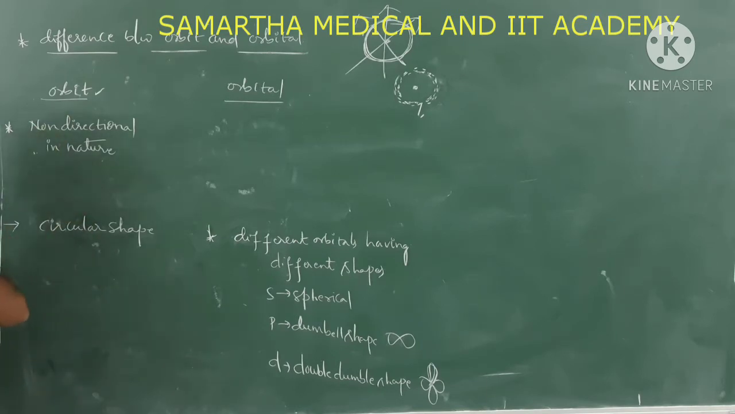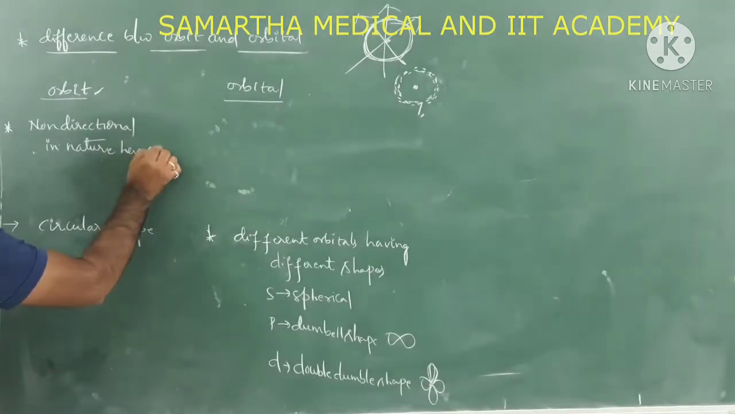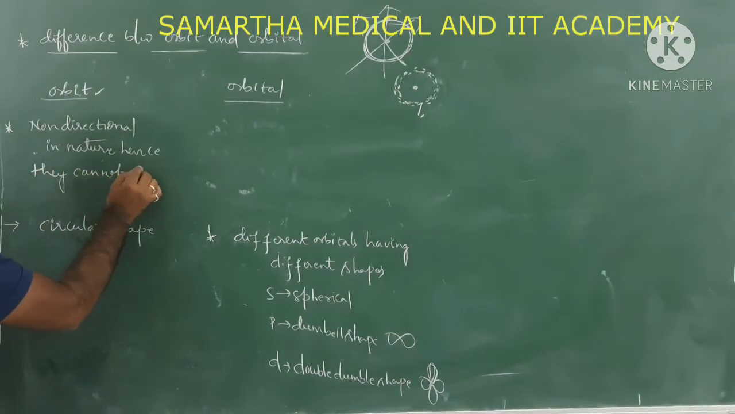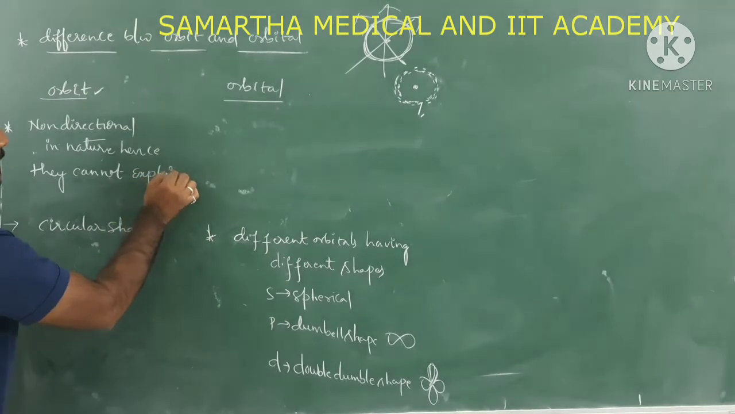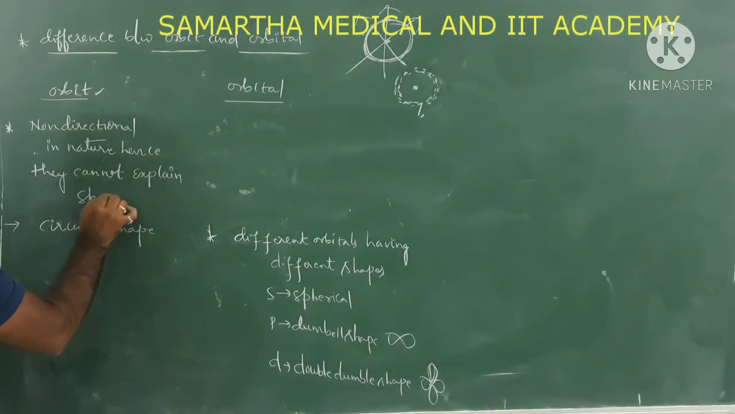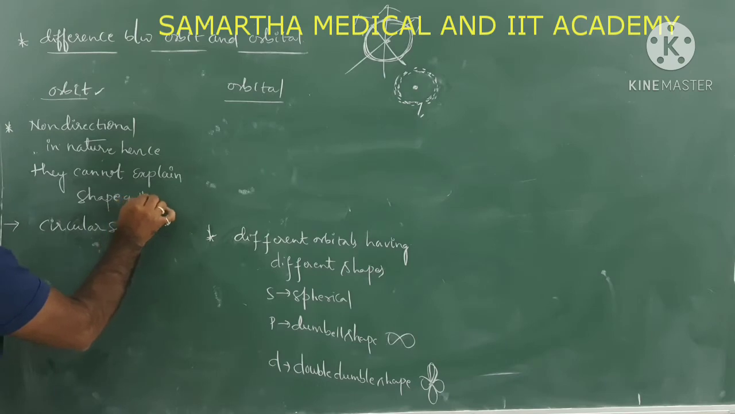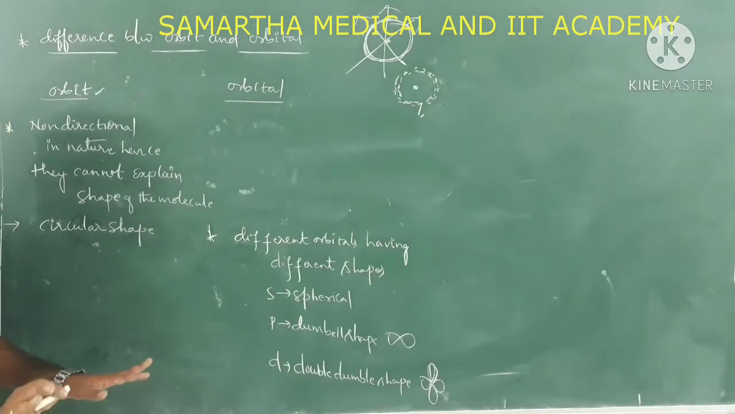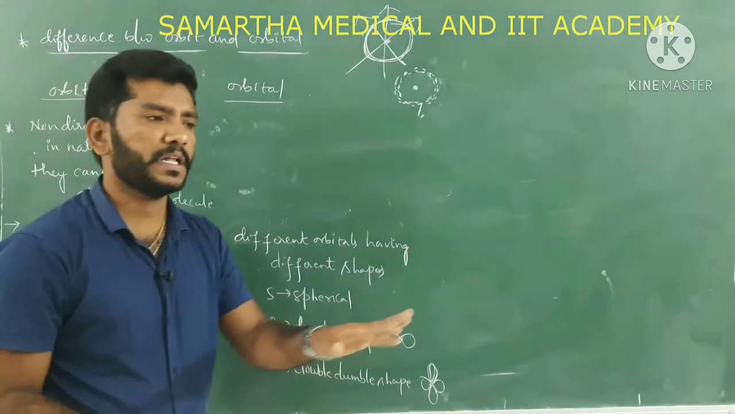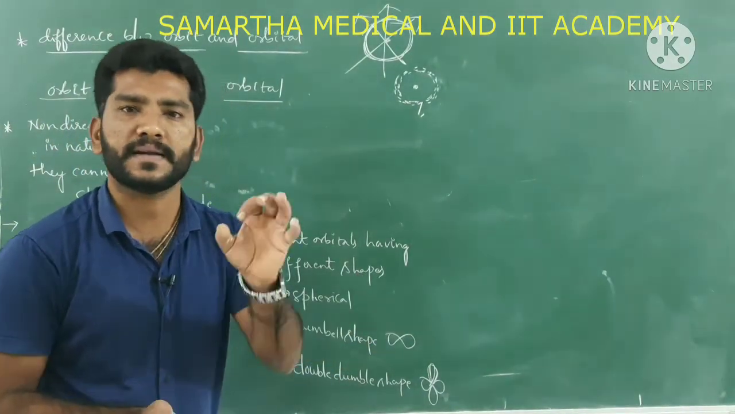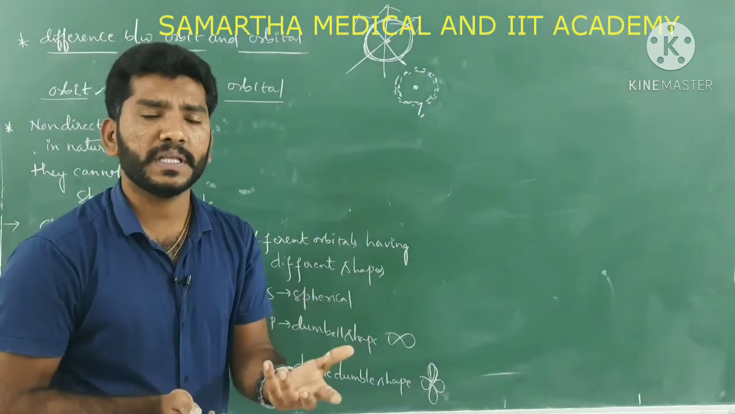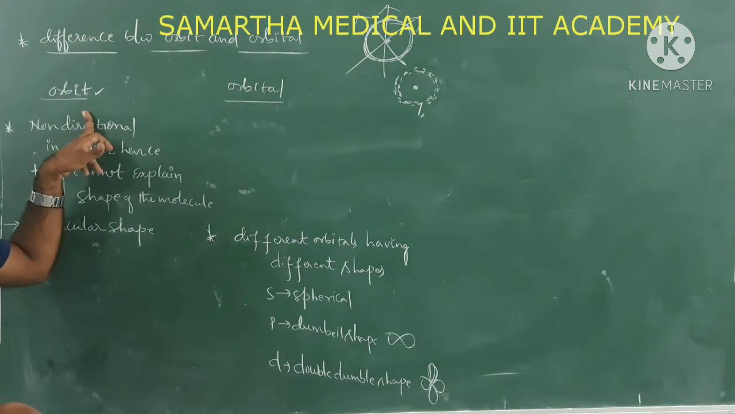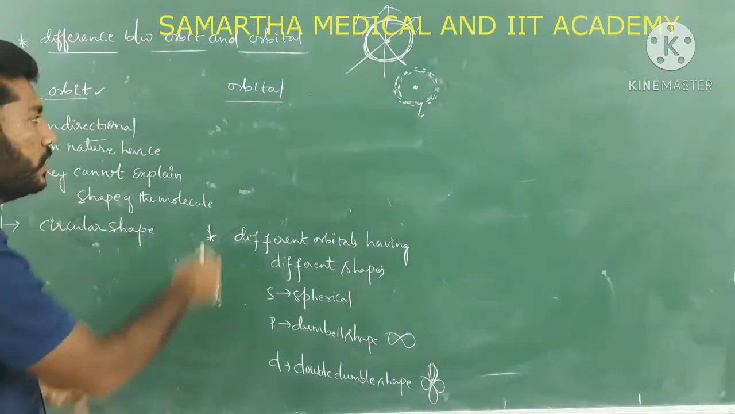So orbit is non-directional in nature, hence it cannot explain shapes of the molecule, okay. Say for example, suppose we have a methane molecule, the shape of the methane molecule is going to be tetrahedral. How the methane molecule got a tetrahedral shape, the orbit concept could not explain, but it is possible only with orbital, okay.